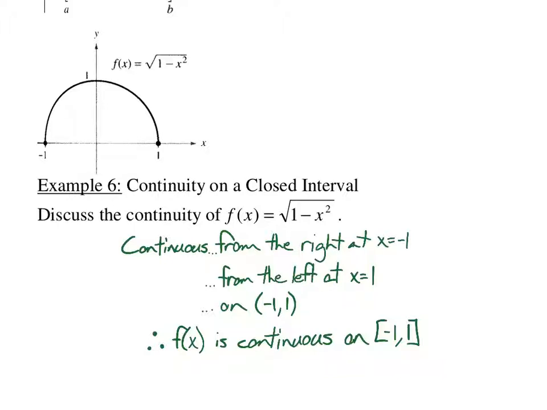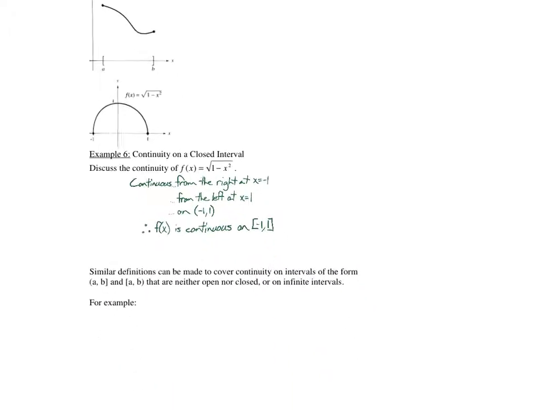It's continuous from the right at -1. That means f of -1 equals the limit as we approach -1 from the right. It's continuous from the left at x equals 1. That means f of 1 is 0, and the limit as x approaches 1 from the left is also 0. Okay? And then because it's continuous on the open interval, now we can say it's continuous on the closed interval. Okay? All right.